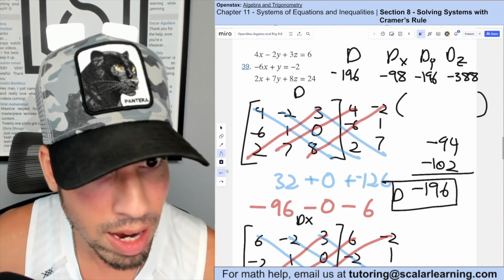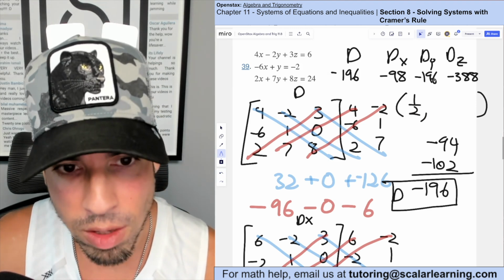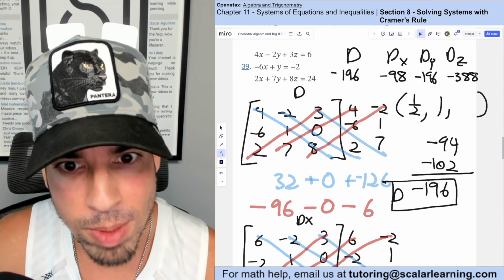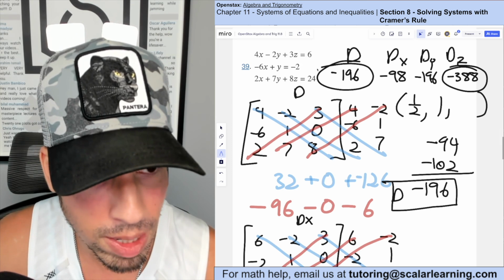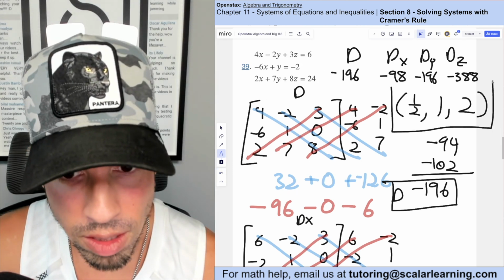So now to get my x, y, and z values, I take my dx and divide it by d to get x. That's going to be negative 98 over that is positive 1/2. Then to get y, I do this divided by this, which is positive 1. Last but not least, to get z, I do this divided by this, which is positive 2. So there's our final answer.